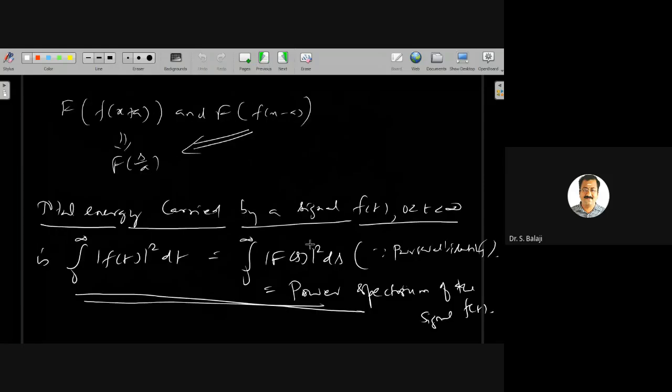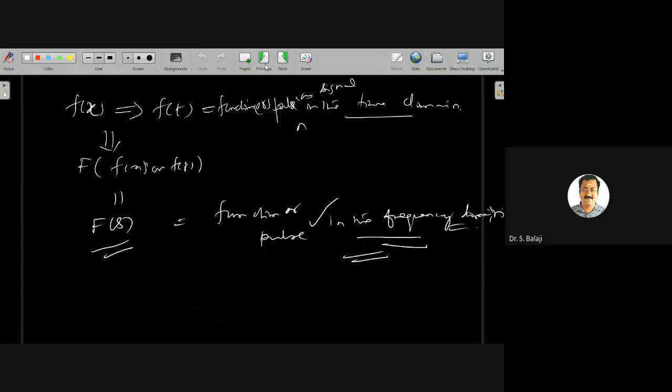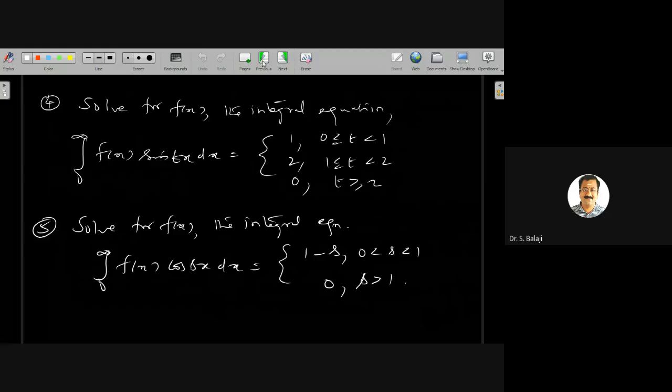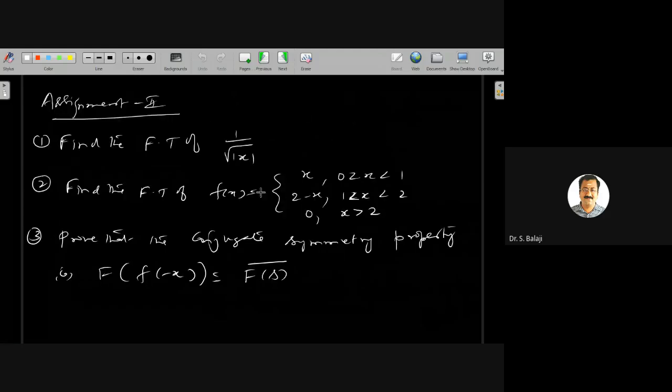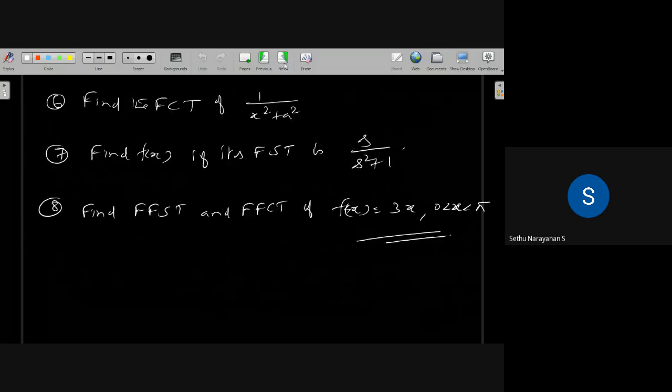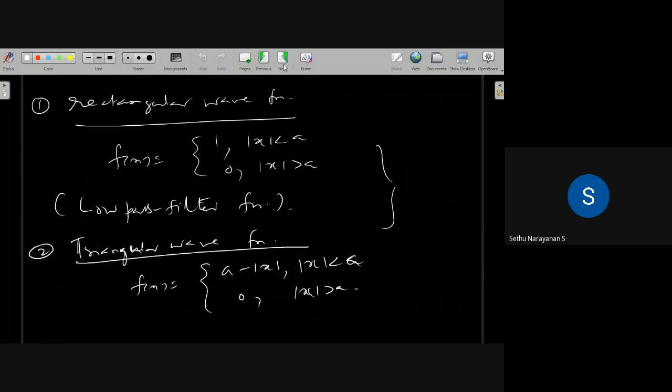About total energy carried by a signal: the function or pulse or signal in the time domain is the original function. Its transformed function is called function or pulse in the frequency domain. Therefore, that we can also remember. Yes. Now we take the assignment problem here. Assignment number 2, on the rectangular wave function and triangular wave function.